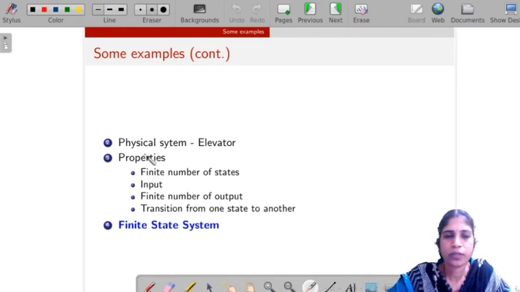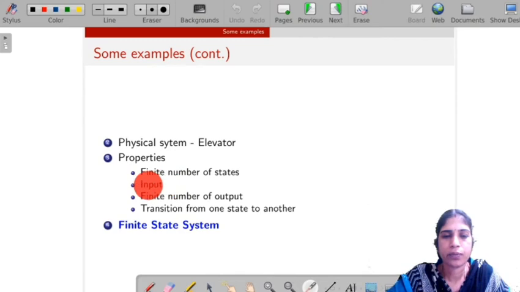So the properties of these two systems: finite number of states. In the case of a digital system, 0, 0, 0, 0, 0, 1, 0, 1, 0, 0, 1, 1, etc. up to 1, 1, 1 are the states. So there are 8 states, that is a finite number. In the case of the elevator, it moves from one floor to another floor. It is a 5-storied building, so there are 5 states for the elevator. So it is also finite. So for both systems, the first property is a finite number of states.